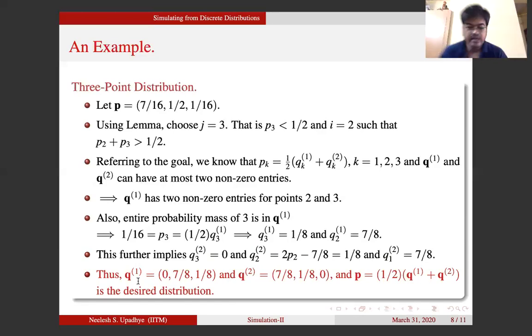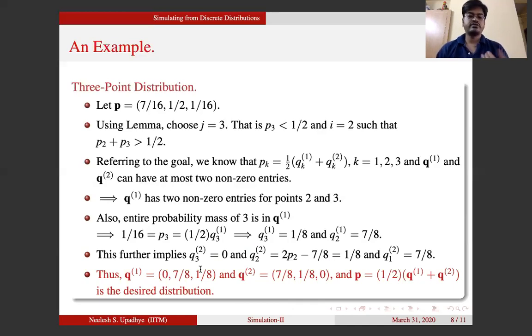Then I will simulate another random variable and see if that random number u has probability which is less than 7 by 8 or not. If it has a probability less than 7 by 8, what I will do is I will assign a number 2. Otherwise, I will assign a number 3. Okay. The algorithm is that simple. So it reduces to simulating only two random numbers once we have done this exercise.